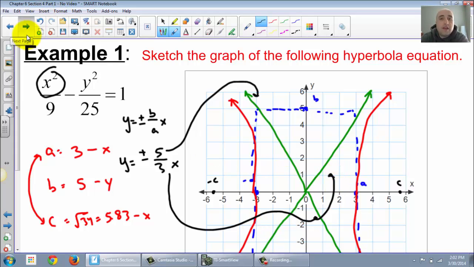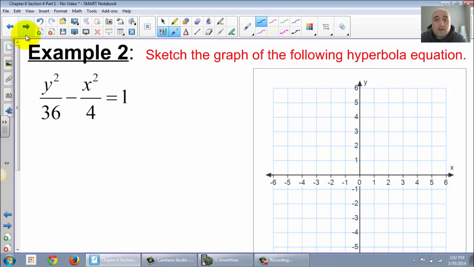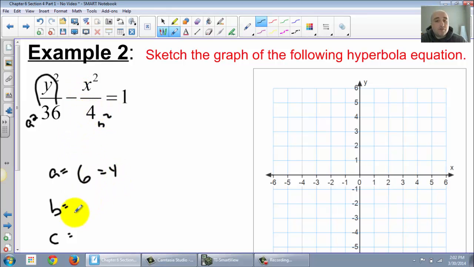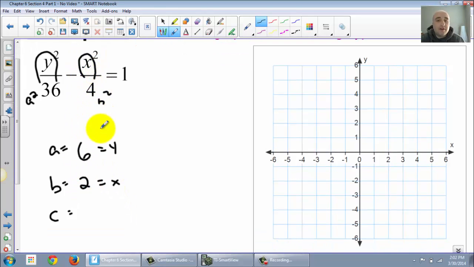Okay, so let's do one more, and then we'll pretty much be done. Okay, so here we go. So sketch the graph again. So we're going to need A, we're going to need B, and we're going to need C. All right, so A is always the first number on the bottom. So square root of 36 is 6, and it's underneath Y. B squared is always the second number, so square root of 4 is 2, and this one is X. And it is underneath x because that's how I know. And c we need to figure out.